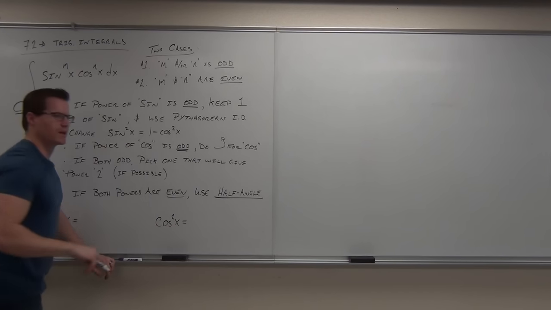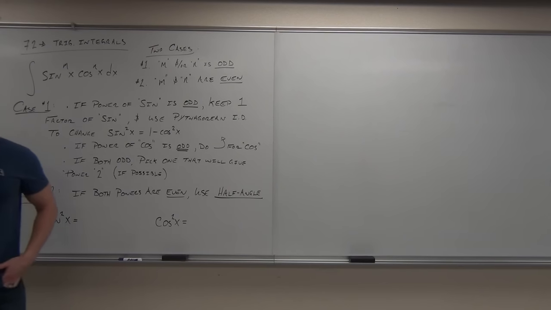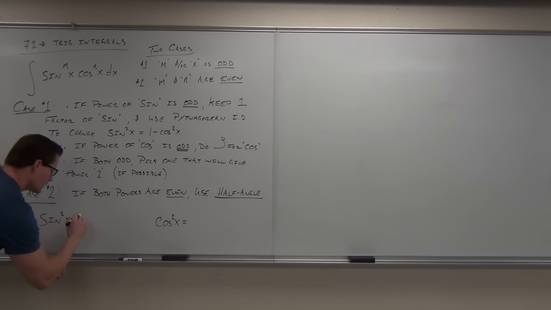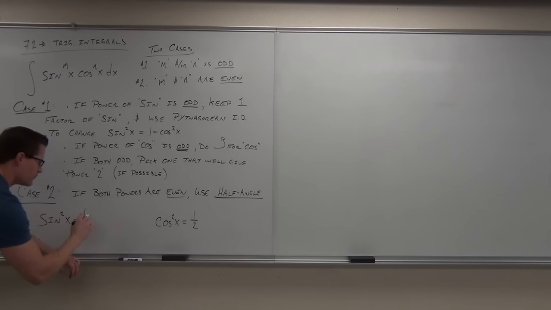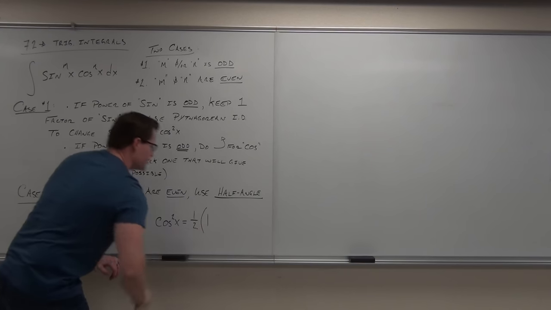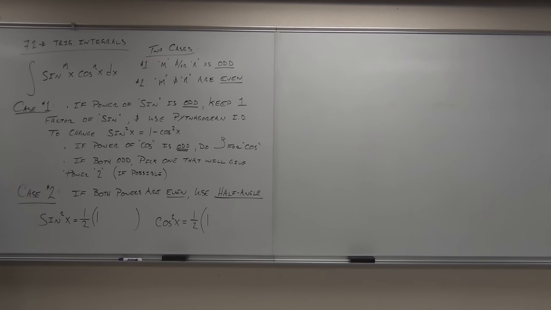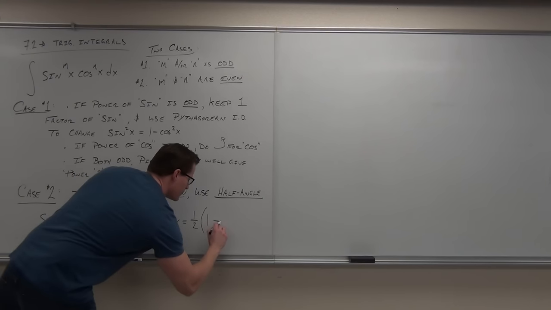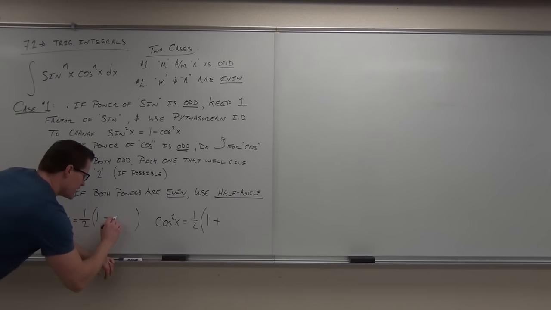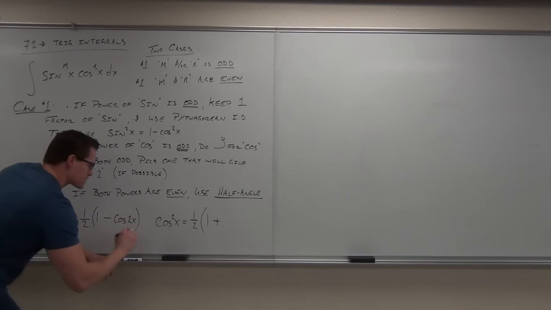They're actually really, really similar. For sine, we'd have a 1/2. For cosine, we'd have a 1/2. For sine, we've got a 1. For cosine, we've got a 1. Excuse me. For sine, we have a minus. For cosine, we have a plus. But for either of them, we have a cosine 2x.